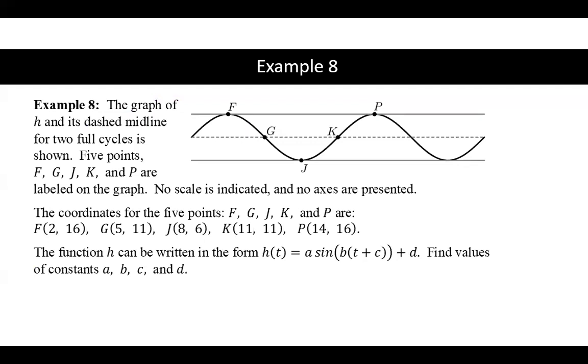We have 2, 16. So we know F is (2, 16). We know that G is (5, 11). We know that J is (8, 6). We know that K is (11, 11). And we know that P is (14, 16). Do I have enough information to be able to write the function? We do, right? And it wants us to write it as a sine function.